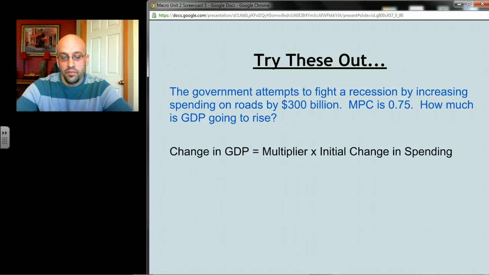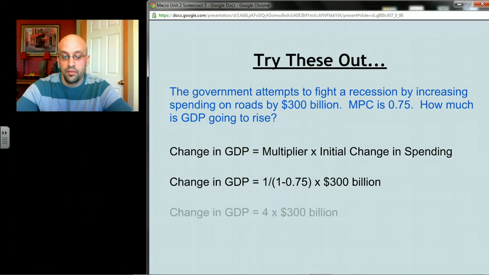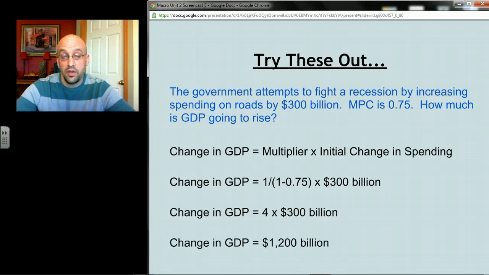All right, formula. If MPC is 0.75, I'm going to plug that in to find the multiplier. 1 over 1 minus 0.75 is 1 over 0.25, which is 4, times 300 billion. GDP is going to go up by 1,200 billion. I think you're getting the idea as to how it works.